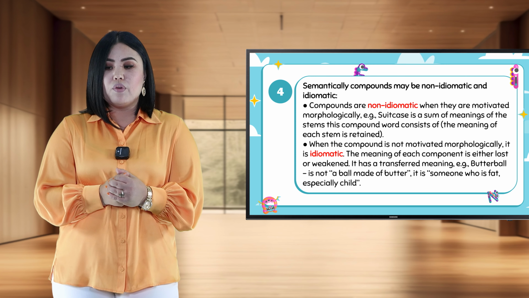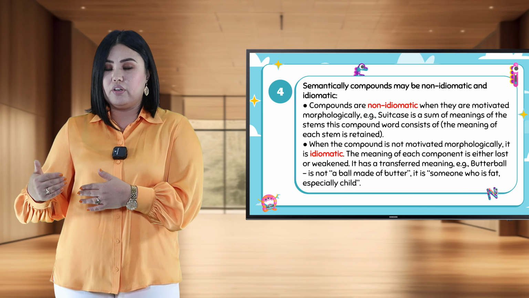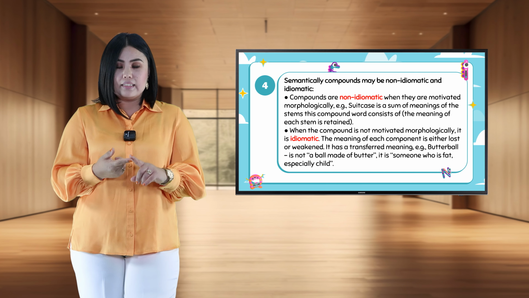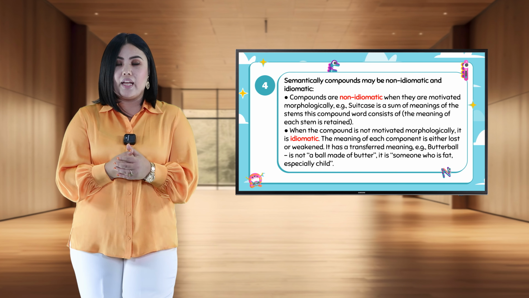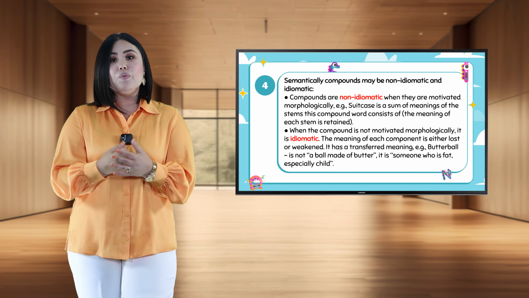For example, the word butterball. Butterball is not a ball made of butter. It is someone who is fed, especially a child. The combination is used figuratively. Now, dear students, you have full information about all major types of word formation. They are affixation, conversion, and compounding. They play a crucial role in the formation of new words.